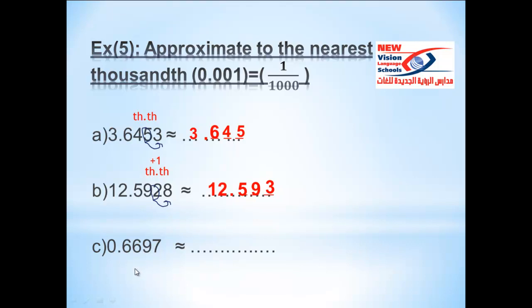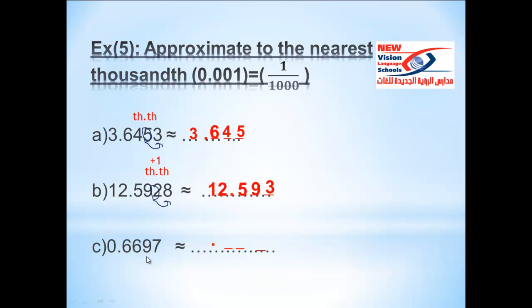Another one. Here, 0.6697. I want to approximate to thousandths. Put 3 dashes. Why, miss? To keep the place value of the thousandths. I want only 3 digits. Put 3 dashes until we know what number we will write. 1, 2, 3. Put your decimal point and ask yourself, where are the thousandths here? The third number after the decimal point.